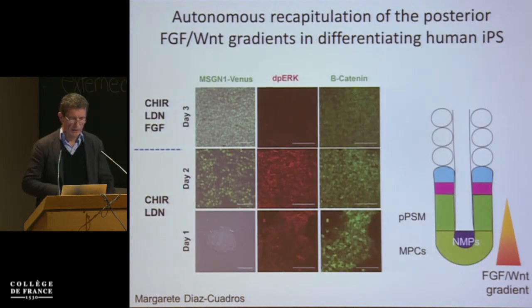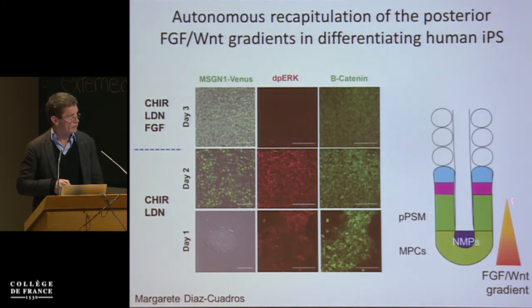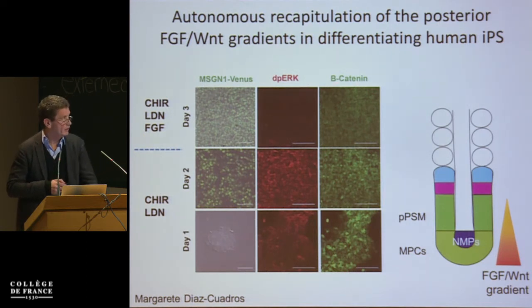And so then Margarete started to look at the signaling, so this FGF and the Wnt gradient in the differentiating cells. And as a readout, she looked at DP-ERK, which marks the activation of ERK, which is downstream of FGF signaling in this context, and the beta-catenin, which, when it's nuclearly localized, reflects Wnt activation. And as you see here, at day 1, there is expression of DP-ERK and nuclear beta-catenin, meaning that there is activation of both pathways.